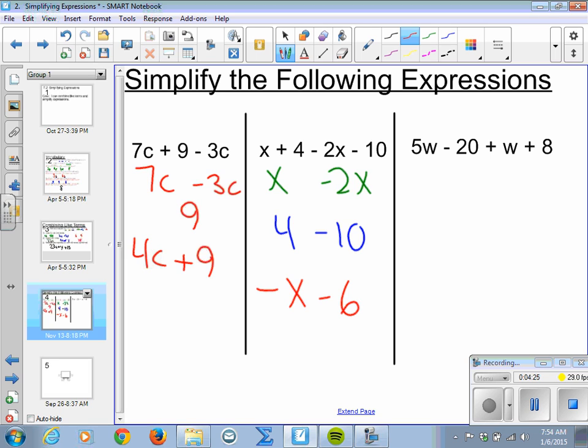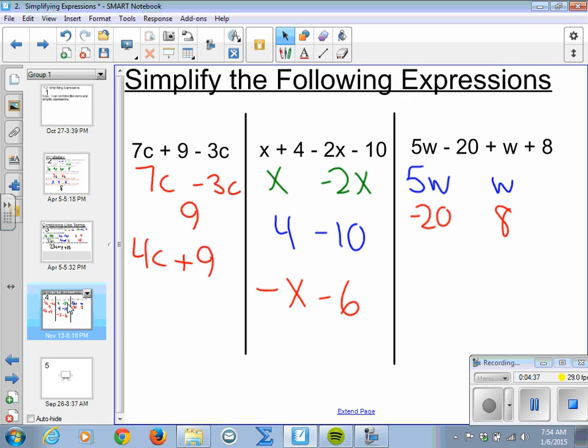And for our last one, we've got like terms of 5w and w. And then we have constants of minus 20 and 8. Again, don't forget those negative signs. Combine those up, we get 6w and then minus 12.